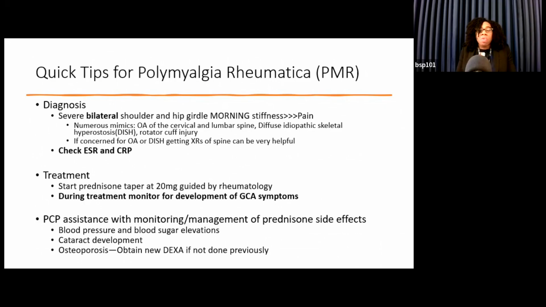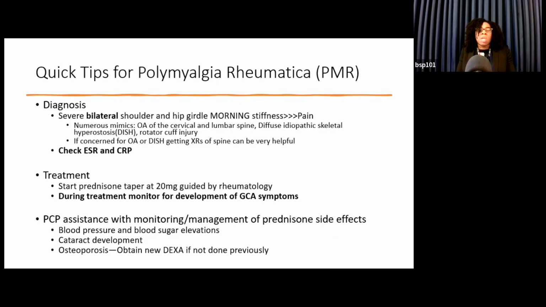Treatment for this also involves steroids, but we start at a much lower dose of 20 milligrams. And we have a slow taper over the course of a year, year and a half. And what's really important during the monitoring is that we hope you guys, as well as our rheumatology colleagues, will be closely monitoring for GCA symptom development, because that can also happen after a PMR diagnosis. So we want to make sure we're not having any new jaw claudication, new headaches, or new vision changes, as that would definitely escalate our treatment and change the amount of steroids they need, as well as their monitoring.